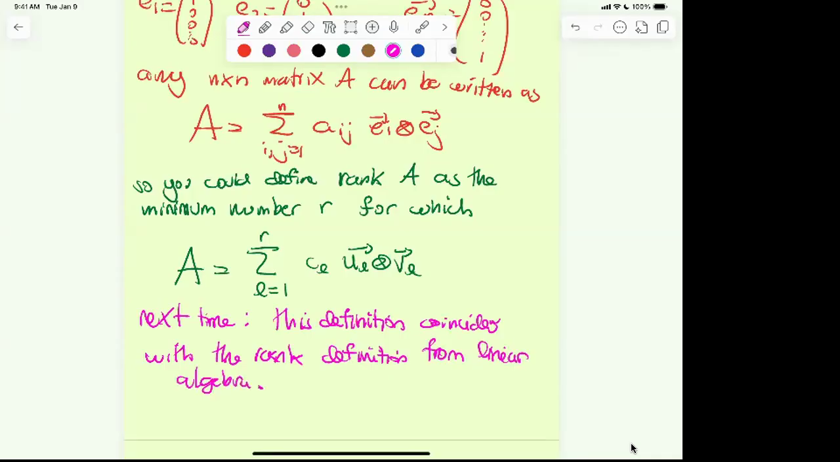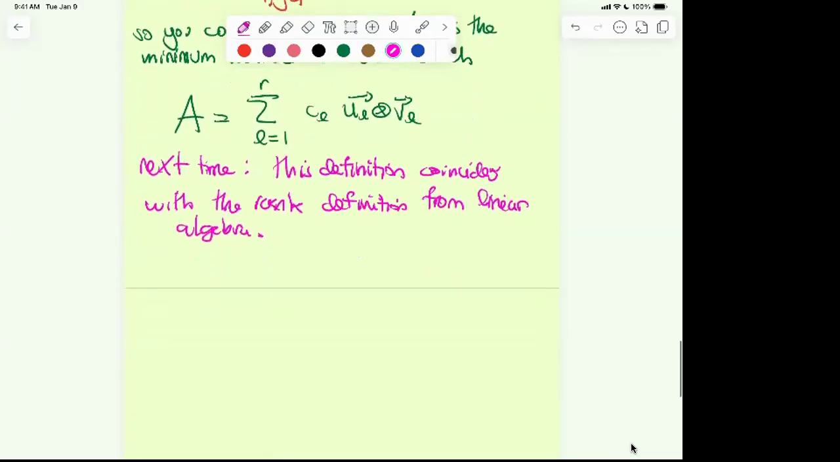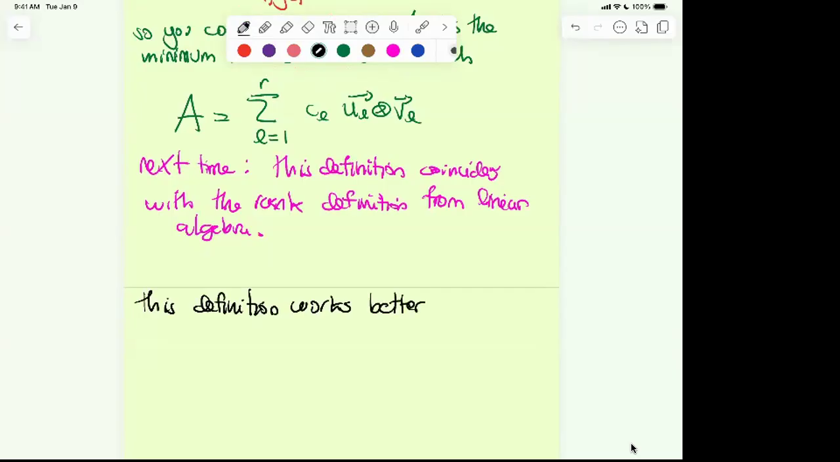The reason why I'm bringing this up is that it is the definition that does generalize nicely to tensors of higher order. I think I was also saying this last time. So this definition is more useful for tensors with more indices, more than two indices, right?